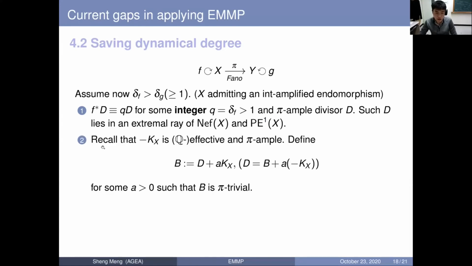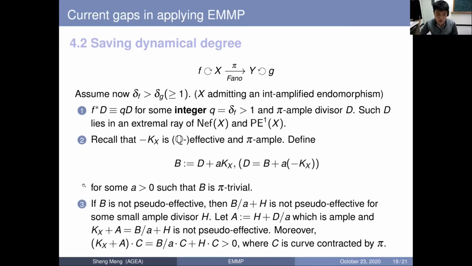And recall that we know that minus K_X is effective and pi-ample, because we are contracting a K-negative curve, so it is pi-ample. And we define B equals D plus a K_X such that B is pi-trivial. Here a is chosen to be a positive rational number. Okay, there are two situations.